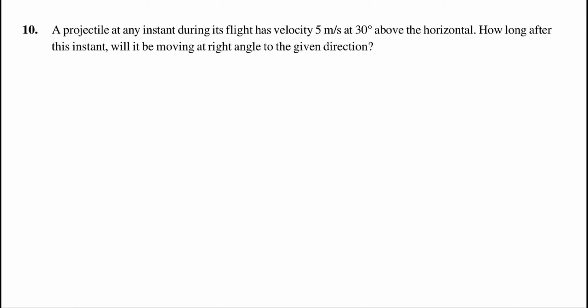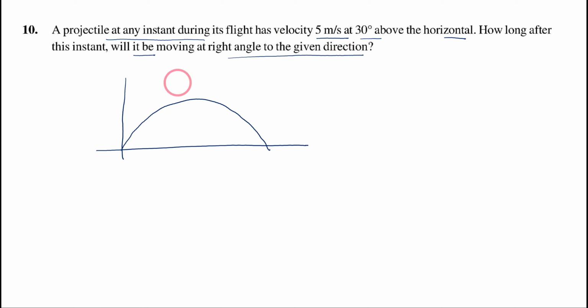So in question number 10, a projectile at any instant during its flight has a velocity of 5 meters per second at 30 degree with the horizontal. It is not the initial, it is given at any instant. Okay, how long after this instant will it make an angle of 90 degree with the given direction? For our convenience in the calculation, we can take it as initial also. When it talks of any instant, we can take it initial also, right? So if we consider it as initial, this is the 5 meters per second and this is 30 degree.